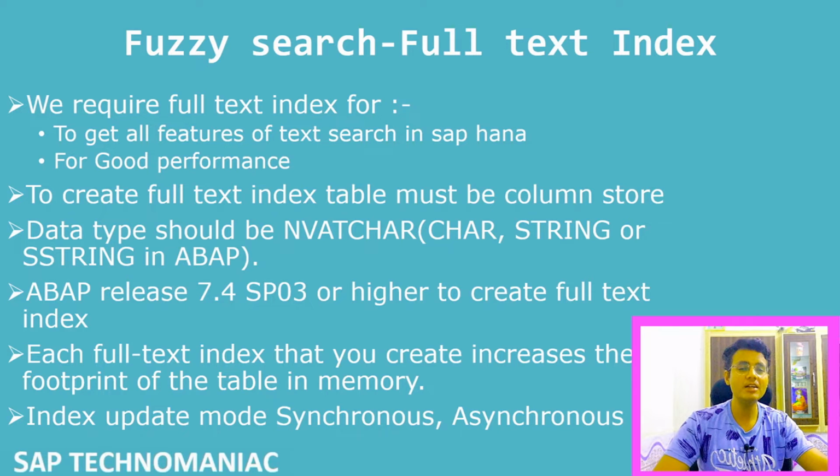Index update: we can update that index synchronously or asynchronously. As soon as we modify any table, if we update the index at that time itself, it is called synchronous update. Or if you want to update that index after some interval, that is called asynchronous update. All these settings we can define in ABAP itself. We can create the indexes in ABAP, and how to create them, I will show you that also.